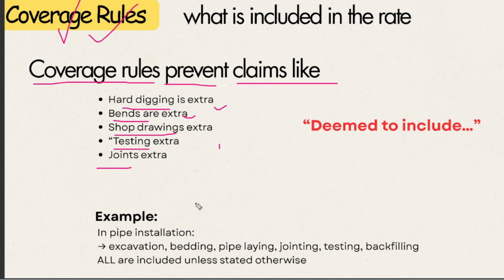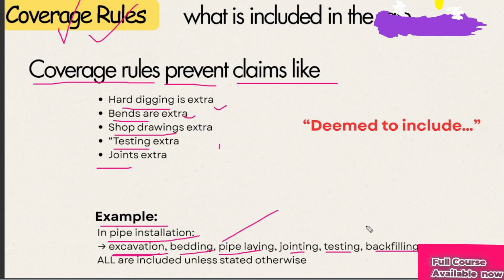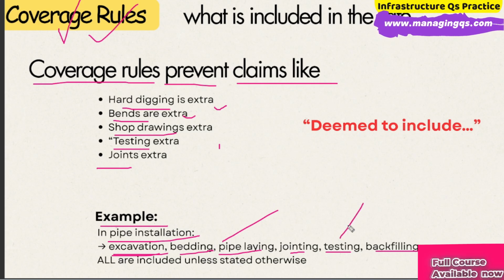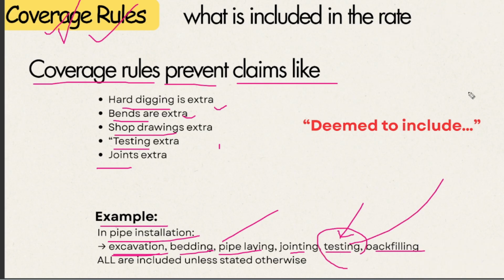Okay, right. For example, for the pipe installation, you have to consider in the rate all the excavation and also the bedding process and pipe laying, jointing, testing, backfilling, something like this. So you are the contractor, you cannot tell the client, the testing we are not considering in our rate, so you have to pay some additional money. This is not proper, because this coverage rule properly says the testing also should be included in your rate.